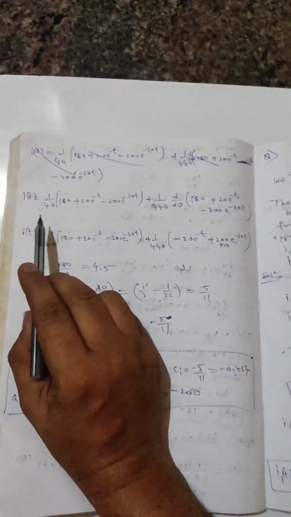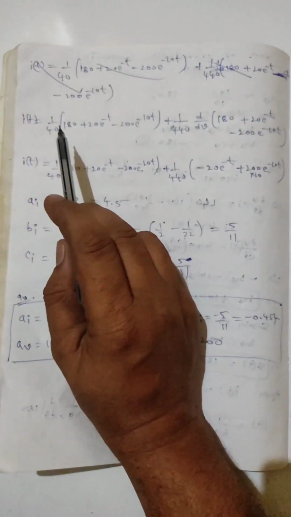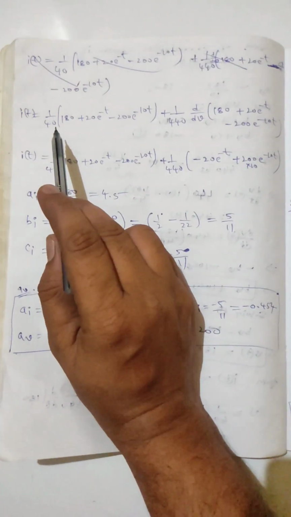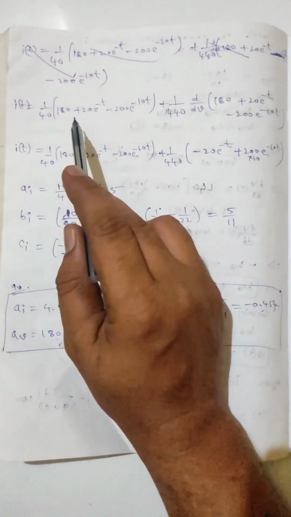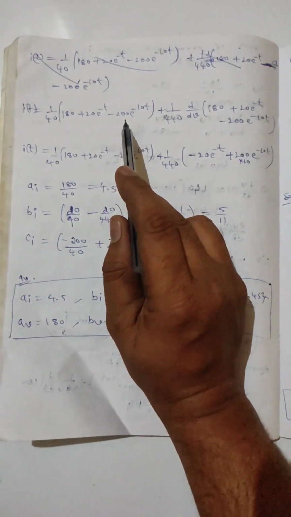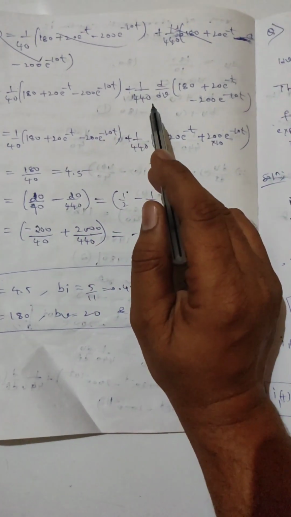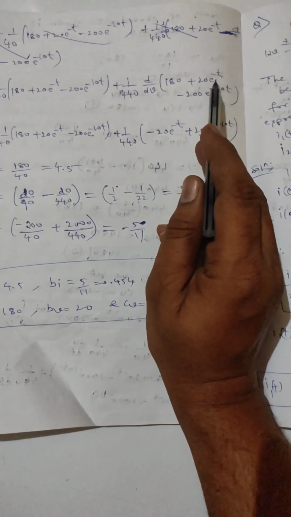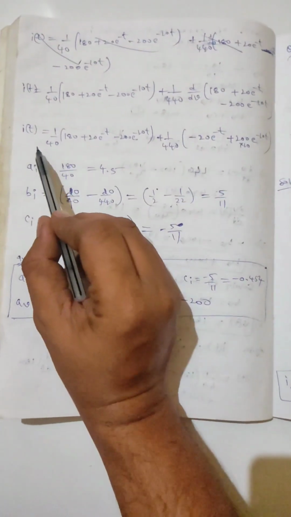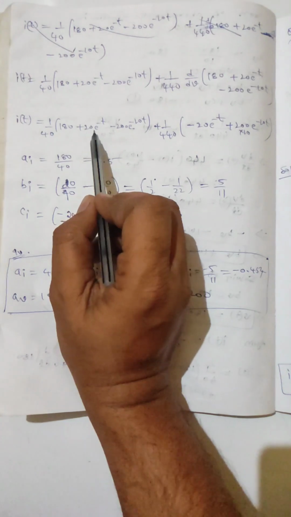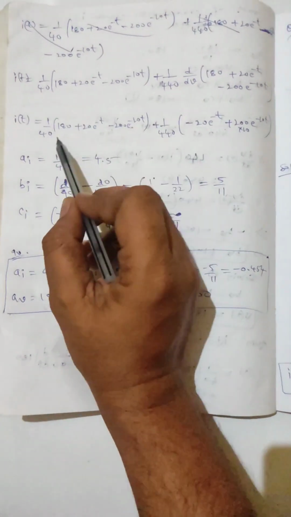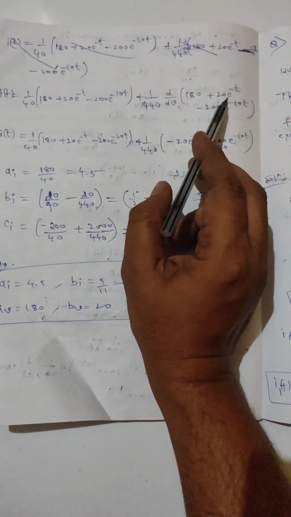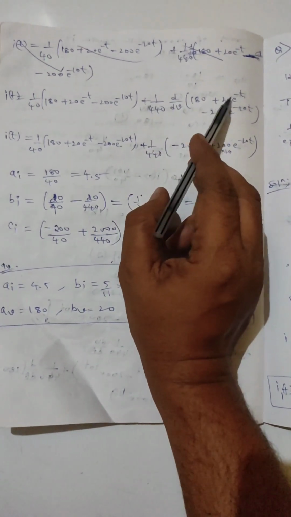So the same thing I have written once again here, so you can check. So that is I of t: 1 by 40 into 180 plus 20 e power minus t minus 200 e power minus 10t, plus 1 by 440 d by dv of the voltage equation, 180 plus 20 e power minus t minus 200 e power minus 10t. Now simplify this. There is no simplification here, but there is one time differentiation. Okay, differentiate this equation.